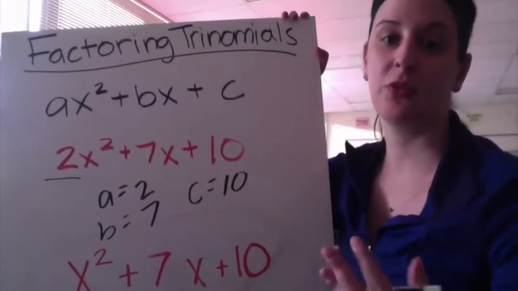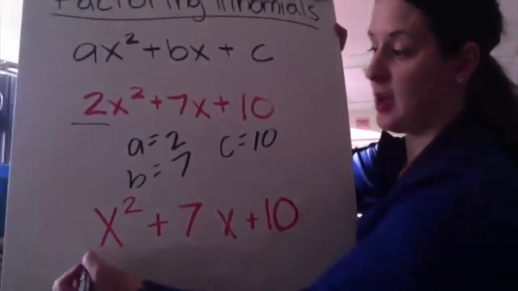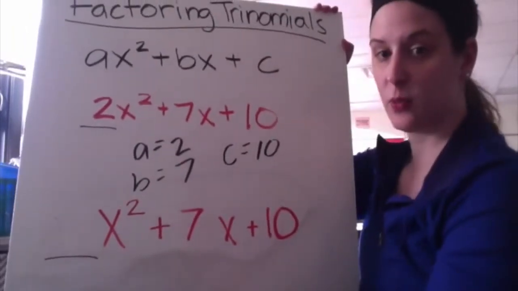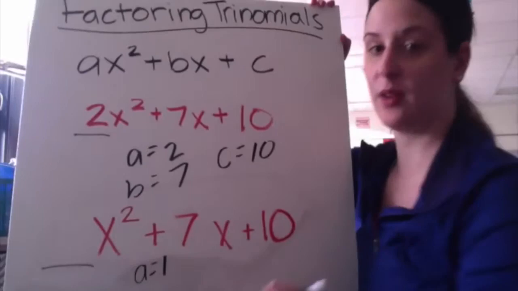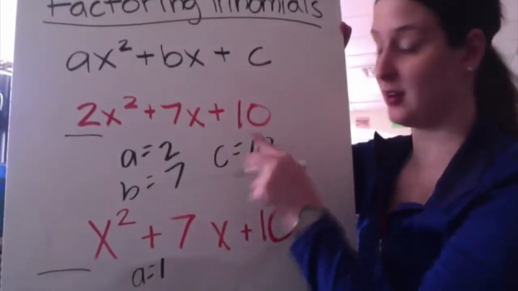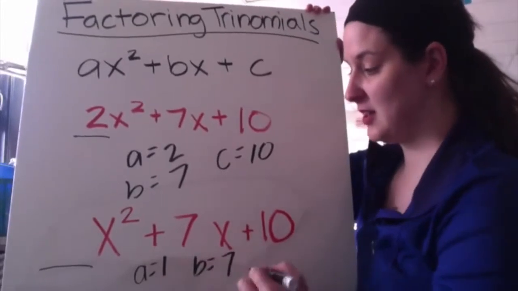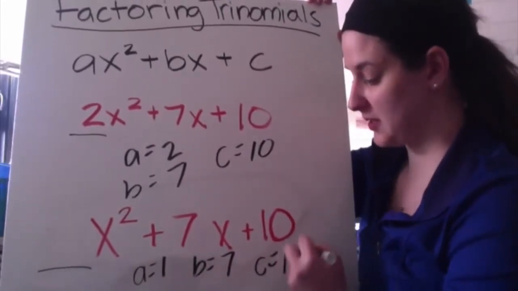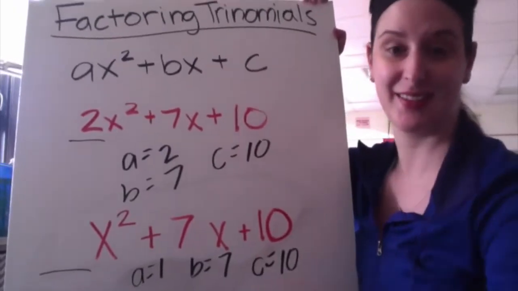To begin factoring trinomials, we're going to be solving trinomials that have 1 as our A. We have no coefficient there. So our A is always going to be 1 to begin with. We will get to these later, but for right now we're doing this. Now B is 7 and our C is 10. And this is what we're going to start with today by using the X method.